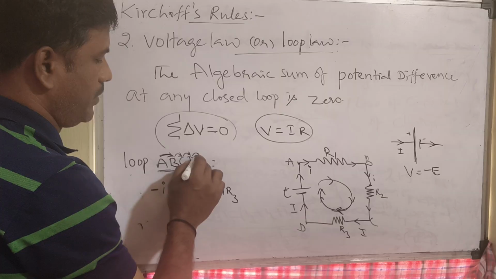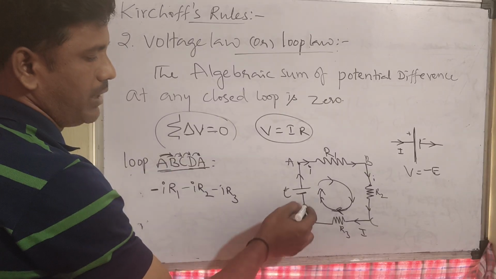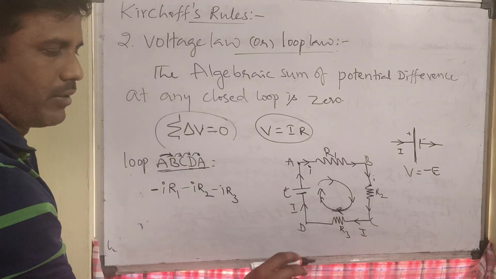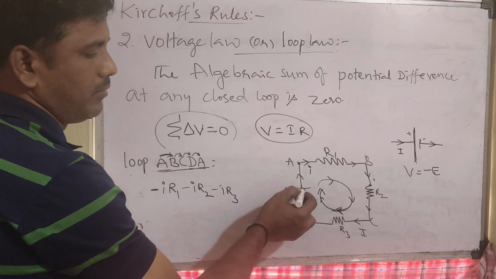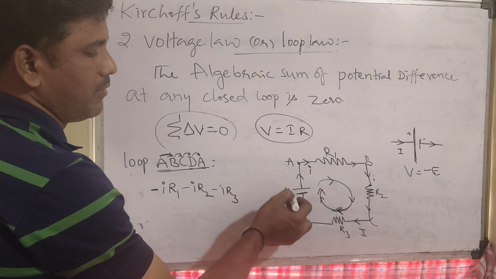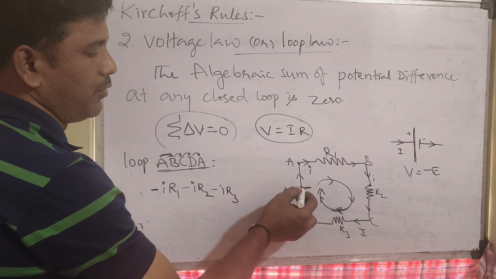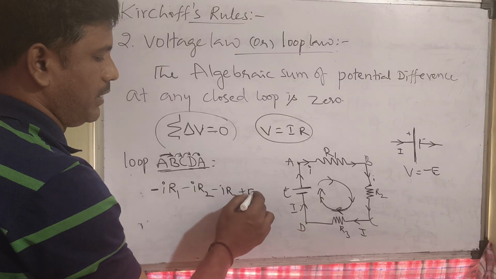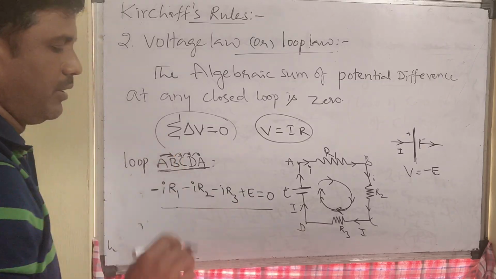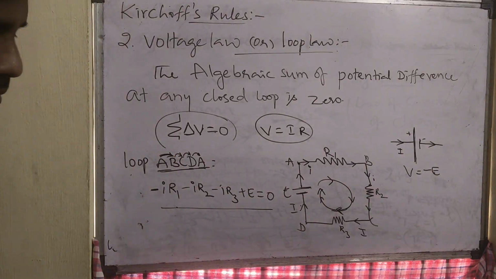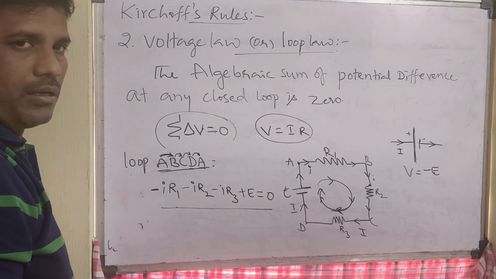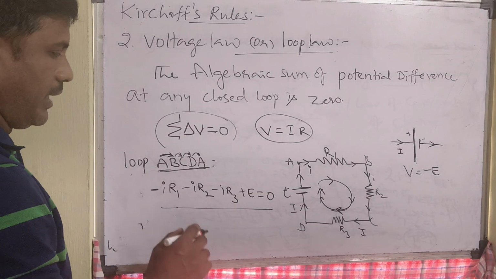D to A. D to A is what? Path direction we don't want to consider. Only current direction. Current direction means from where to where? Negative to positive. That's why plus E is equal to 0. That's the second law application. Right.